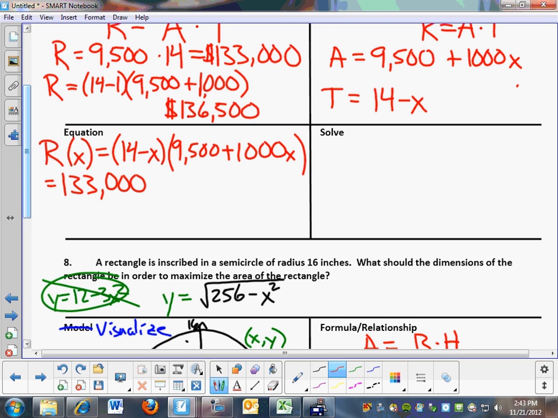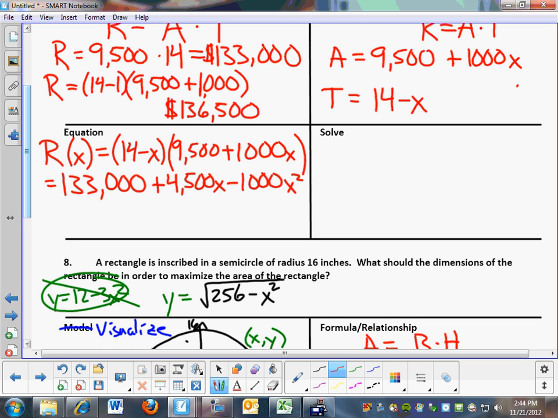Now I have 14 times 1,000x and negative x times 9,500. So I have 14,000 minus 9,500. That'll give me 4,500x. And what's negative x times 1,000x? Negative 1,000x squared. So that's my revenue function.